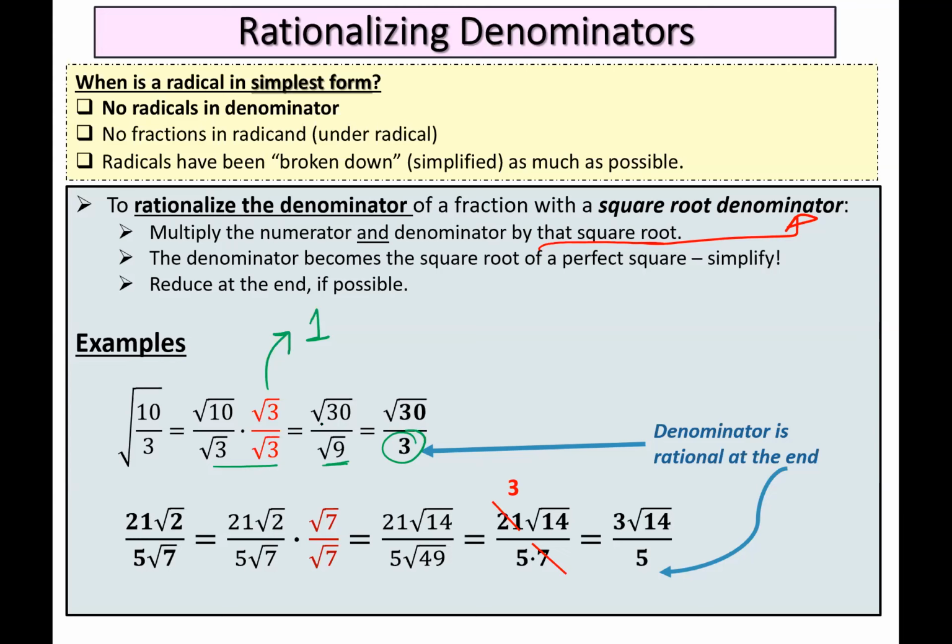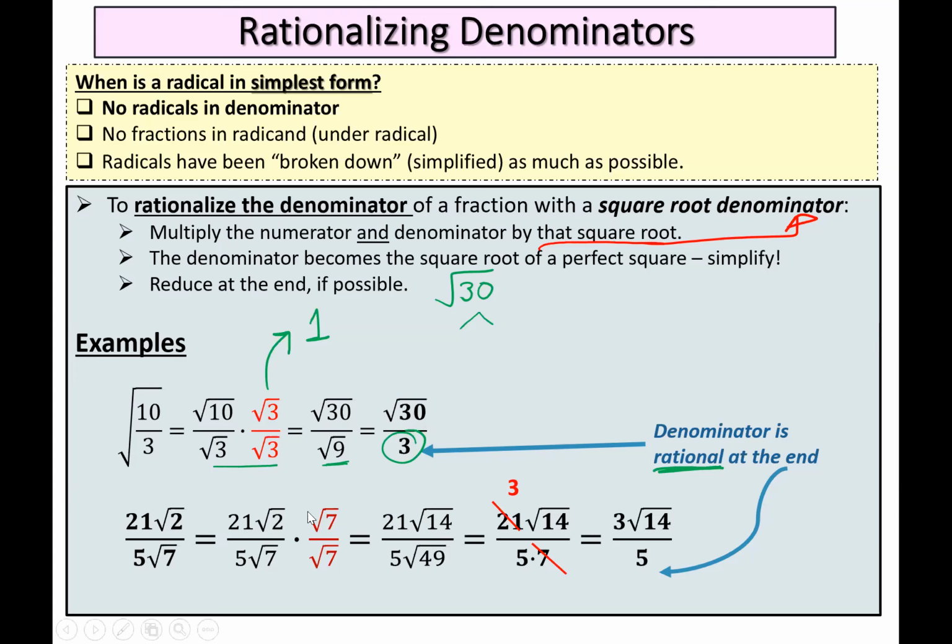Meanwhile, in the numerator, anything goes there, so just simplify and see what happens. In this problem, the square root of 10 was in the numerator. We multiplied by the square root of 3, and then we got the square root of 30. If you try to break down the square root of 30, that's a good idea, but there are no perfect squares that go into 30, so we would be done at this point. The final answer is the square root of 30 over just a whole number 3. And that whole number 3 is rational at the end of the problem.